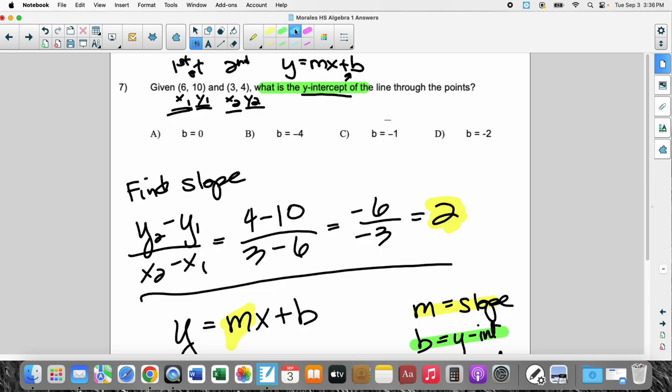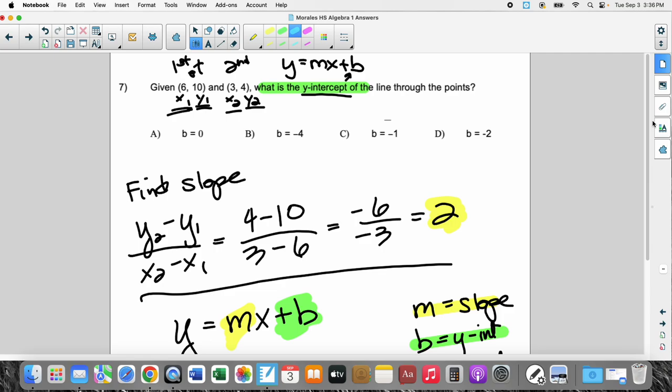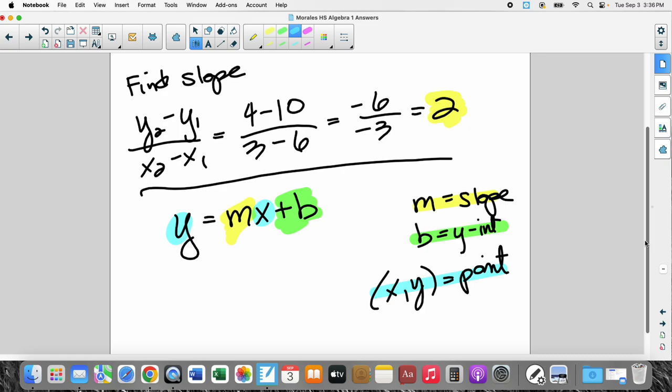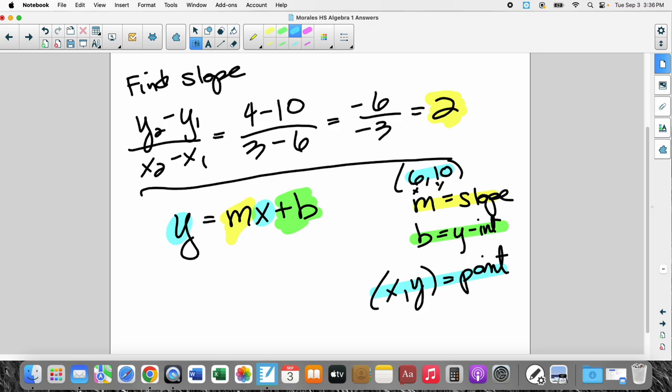And then I'm solving for this, but do I have a point? Yeah, in fact, I have 2 points. I have a first point and a second point. I'm going to just use 6, 10, and I'm going to plug in the x and y value for the point 6, 10 in there. So if I have the point 6, 10, 6 is my x value, 10 is my y value. So when I look at this equation, y equals mx plus b, let's highlight what we're going to do.